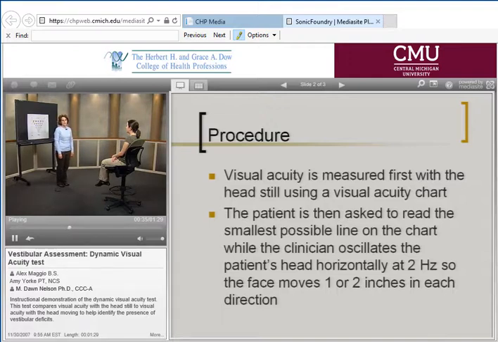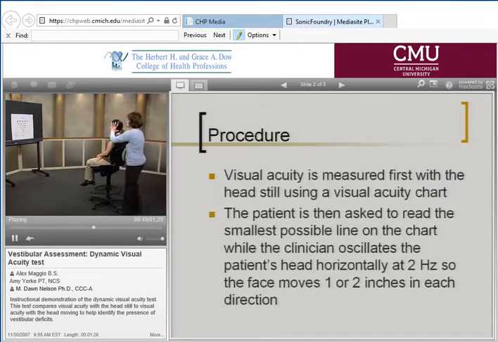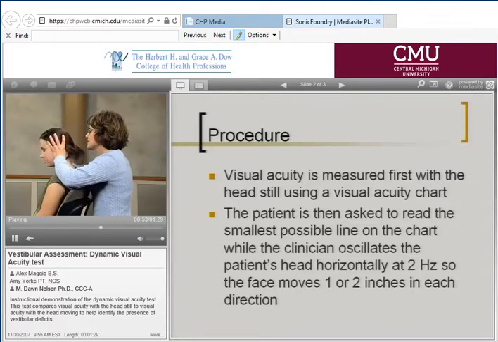Once the examiner moves behind the patient, the examiner will move the head approximately 2 hertz or 2 cycles per second. The patient then will be asked to open their eyes and again read the lowest line possible. The examiner flexes the head forward, begins to rotate, open your eyes, and begin to read.